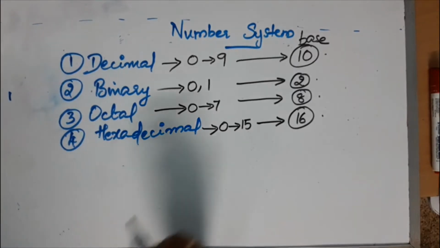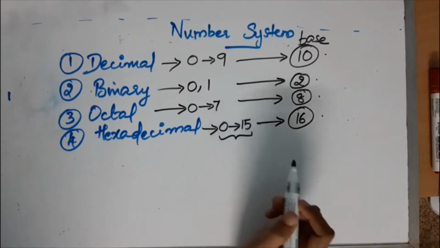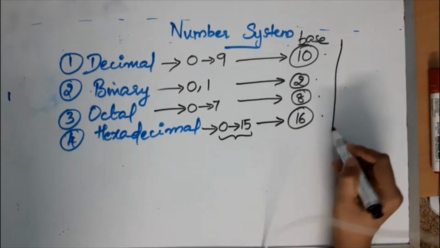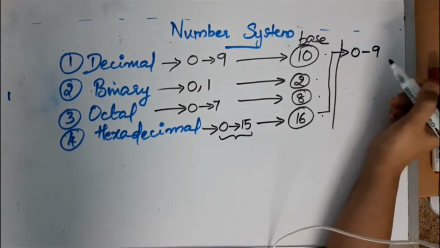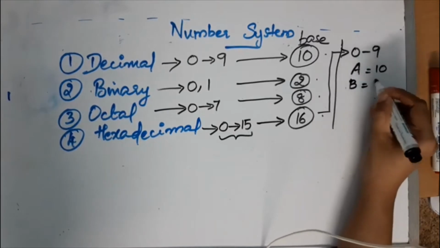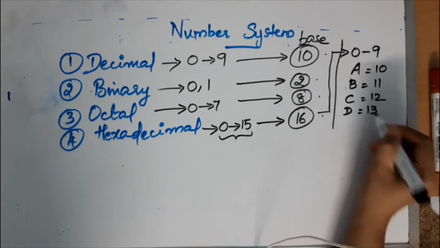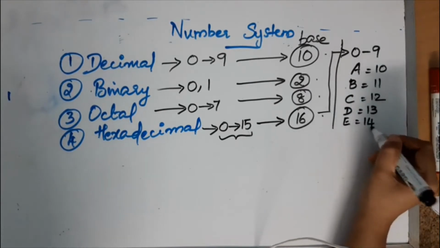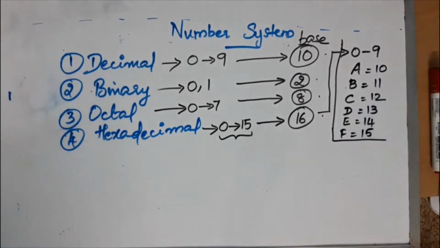So when I told you about hexadecimal, it actually deals with 0 to 9, and 10 is A, 11 is B, 12 is C, 13 is D, 14 is E, and 15 is F. So it is 0 to 9, then A, B, C, D, E, F. So these are the different types of number systems.